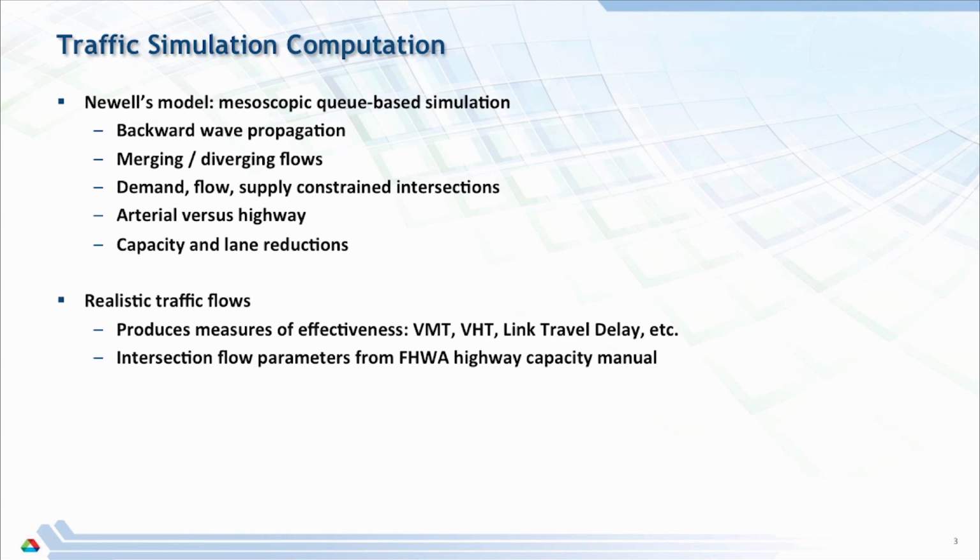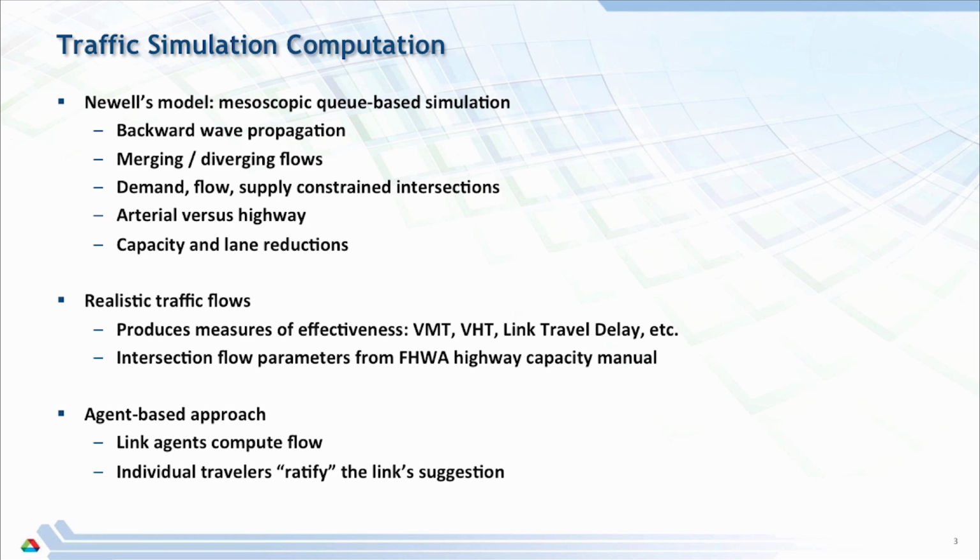The performance of the network can be examined using measures of effectiveness such as vehicle miles traveled, vehicle hours traveled, and link travel delays. The capacity constraints on turning flow is derived from the FHWA Highway Capacity Manual. The Polaris network model is being calibrated against the regional highway occupancy results provided by the Chicago Metropolitan Agency for Planning, CMAP.